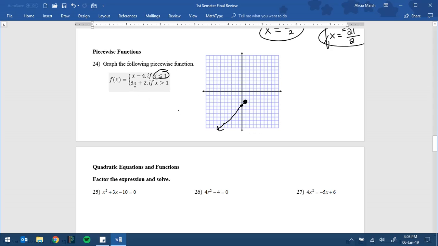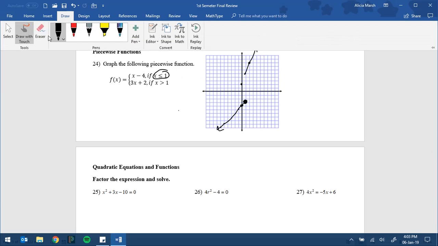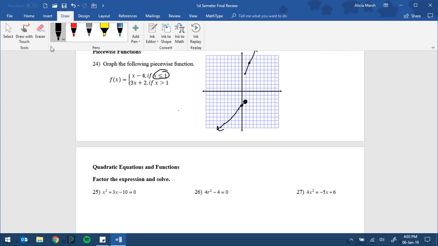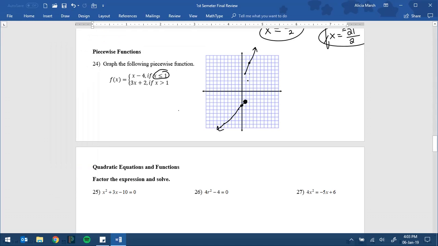there. Now I got to graph 3x plus 2, so I'm going to go up to 2, go up 3 over 1, do my slope here. Well, this needs to be greater than 1, right? So I know I have to start at 1, and I'm going to go to the right with my graph. So I'm going to do some erasing here on that dot. There we go. Then I'm going to put a big giant open circle there because it is greater than, not equal to.